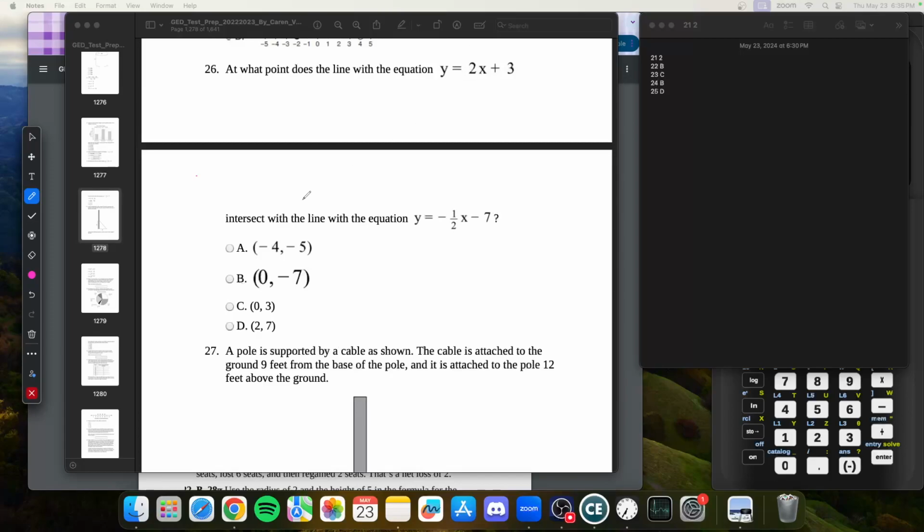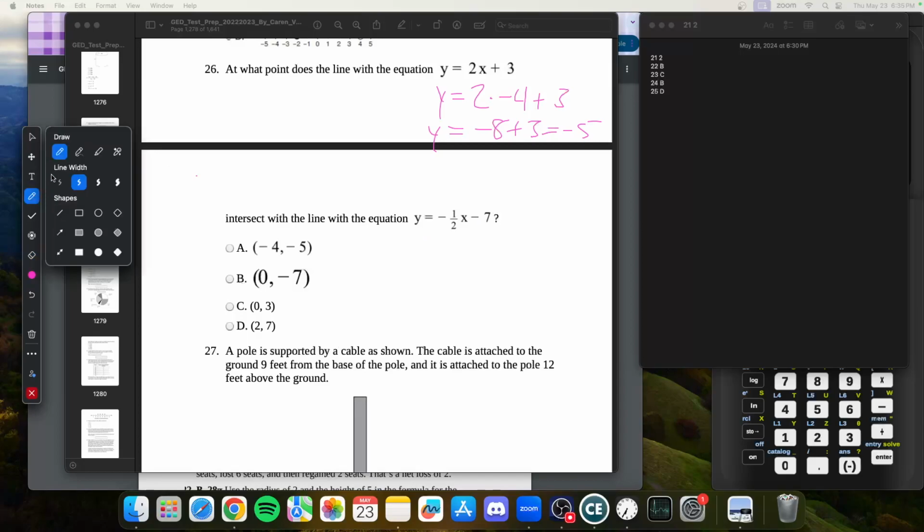So here, if x is -4, y equals 2 times -4 plus 3, so y equals -8 plus 3, which equals -5. Well, that works. So -4, -5 is a point on this line, y equals 2x plus 3. And let's make sure that this point also fits into the second line. That's kind of the question, right? We want to see where the lines intersect.